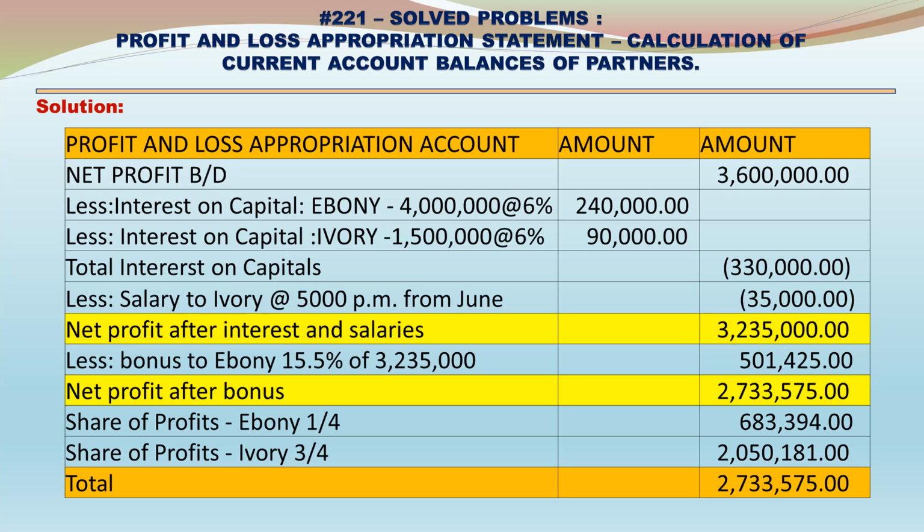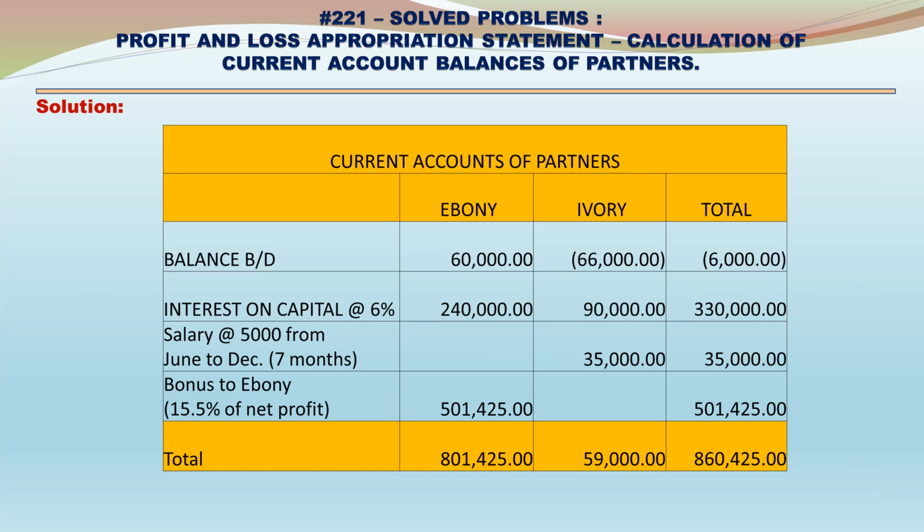Net profit after bonus 2,733,575. Share of profits: Ebony 1/4, 683,394. Ivory 3/4, 2,050,181. Total 2,733,575.